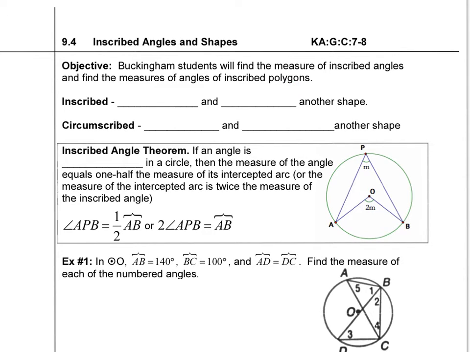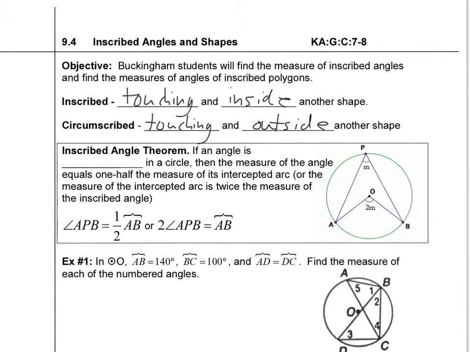So inscribed means touching and inside another shape. And then there's another word you might see called circumscribed. That means touching, or intersecting is probably a better term here, but touching and outside another shape.